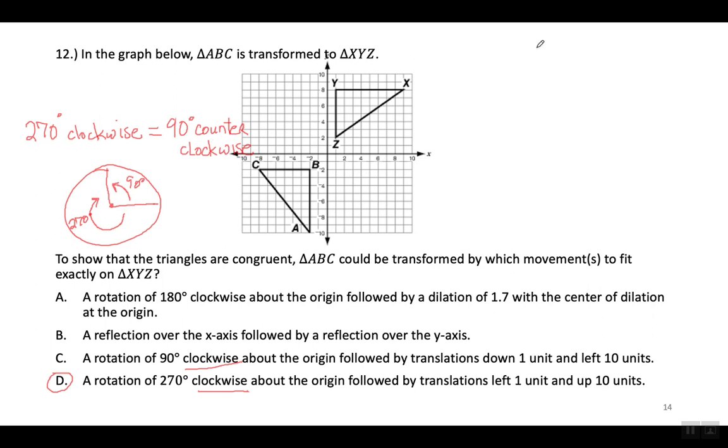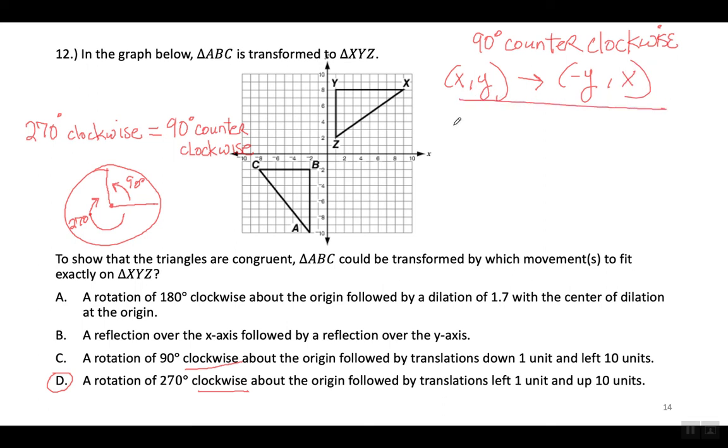Alright, so a 90 degree counterclockwise rotation. Counterclockwise. Alright, whoops. I'm tired from reviewing, guys. Alright, so the rule is this. That's the rule for a 90 degree counterclockwise rotation.